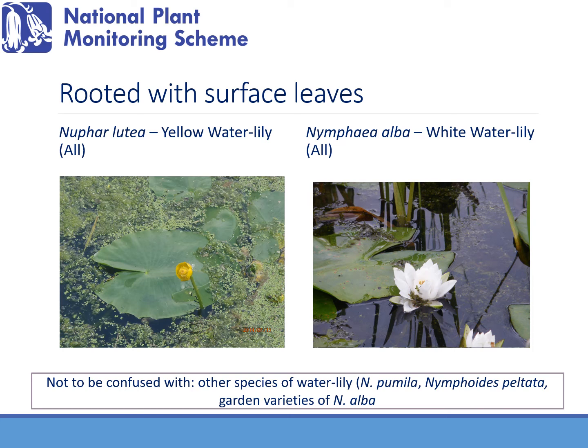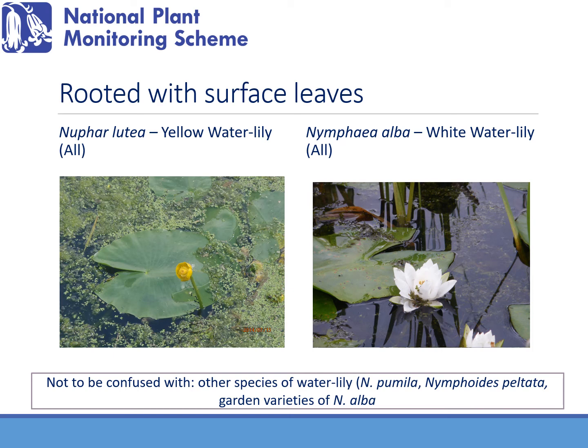But once you know what features to look for, they're also quite easy to tell apart even if you haven't got any flowers. The features you need to look out for are the shape of the leaf, the colour of the leaf, the shape of the leaf stalk, and the pattern of the venation on the underside of the leaf. And we'll talk a little bit about that on the next slide.